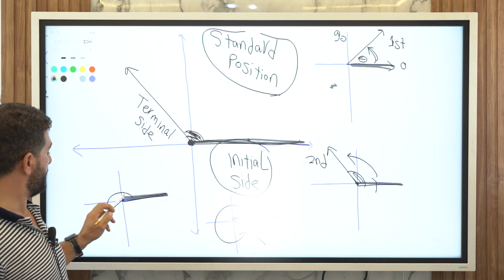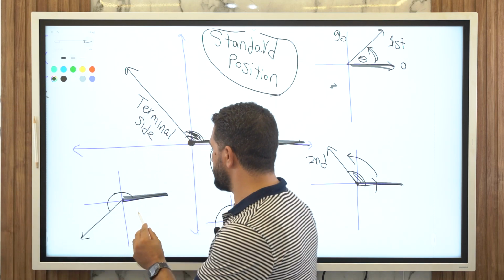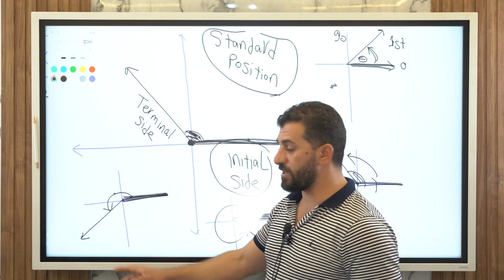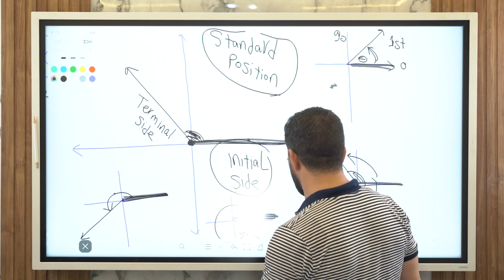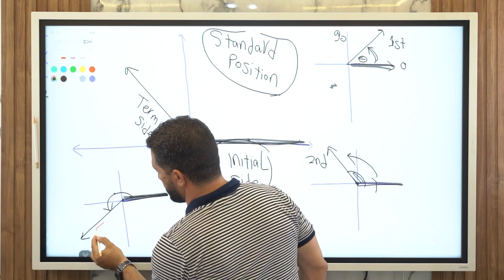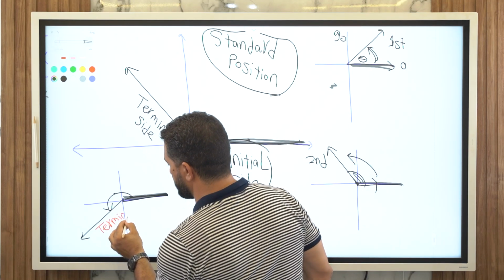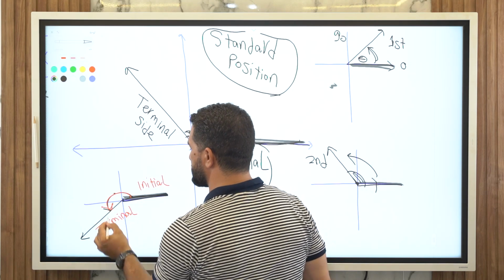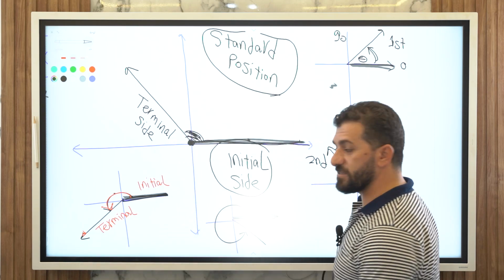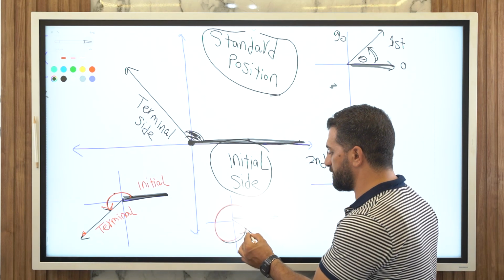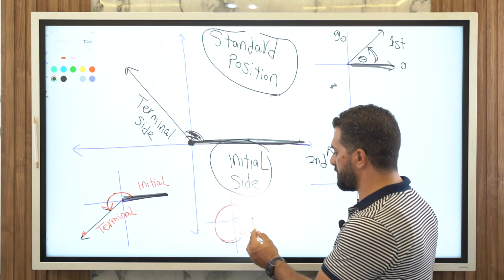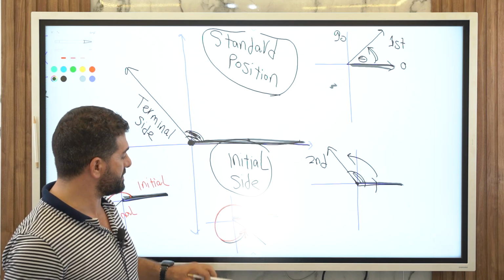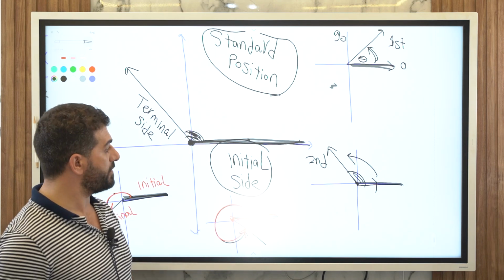Here, this angle is in its standard position. The positive direction of the x-axis is the initial side, and this side is called the terminal side. This angle lies in the third quadrant, and this angle here lies in the fourth quadrant. The initial side is the positive direction of the x-axis and the vertex is the origin point.